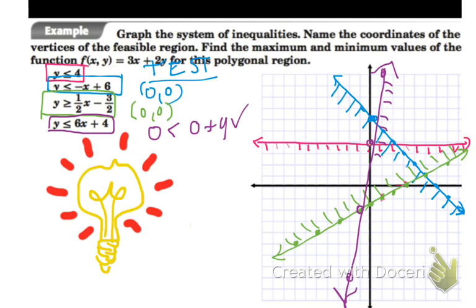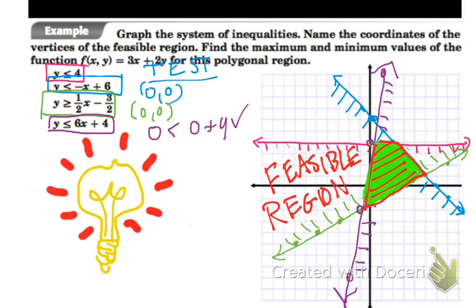So I do my last testing of 0, 0, I do my shading, and then the final resultant region is right here. Everything in there is called my feasible region. Now I'll explain why we call it the feasible region once we do some applications, but you need to know that you need to be able to find all the corners of the feasible region, and then we're going to plug them into that max-min function right here.